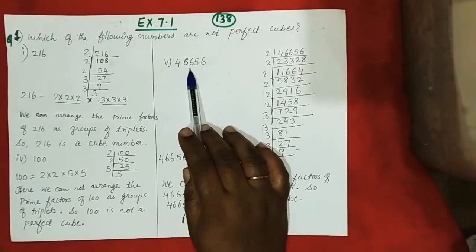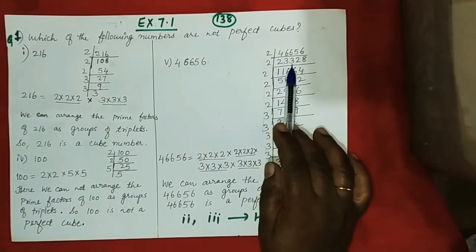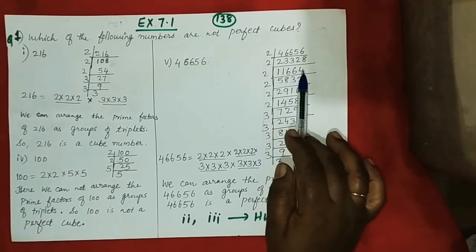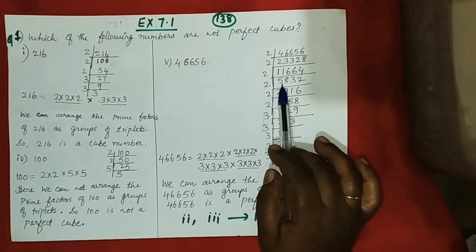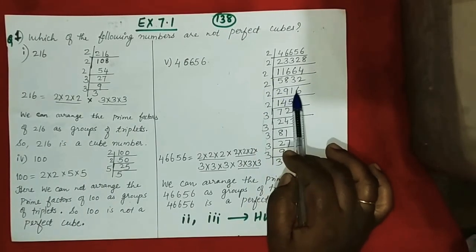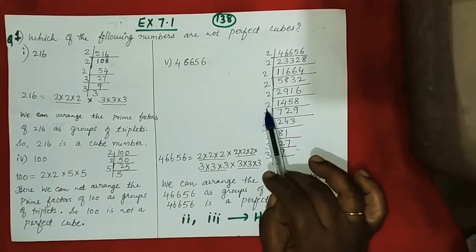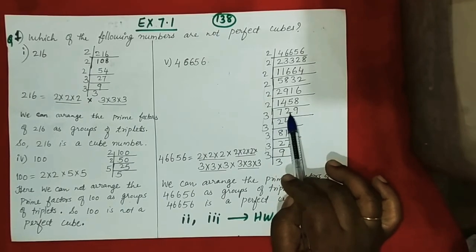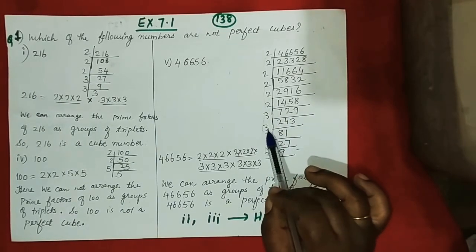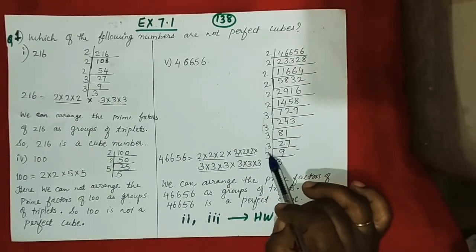Now 46,656, it is an even number divisible by 2. You will get 23,328, again divisible by 2. 11,664, again divisible by 2. 5,832, it is again divisible by 2. 2,916, again divisible by 2. 1,458, again divisible by 2. 729, now it is divisible by 3. 243, again divisible by 3. 81, 81 by 3 is 27. 27 by 3 is 9. 9 by 3 is 3.